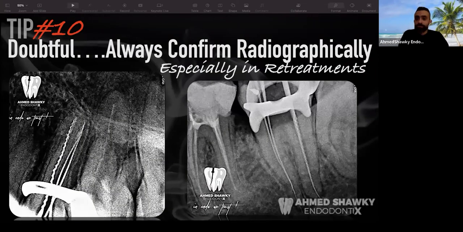If you're doubtful, don't forget that we have two methods to confirm the working length. The apex locator is the most reliable device to measure the working length because a radiograph is two-dimensional, but in cases where I am doubtful about my reading, I have to take a radiograph. The best is to confirm with both methods. So these are 10 tips for optimum results from your apex locator.